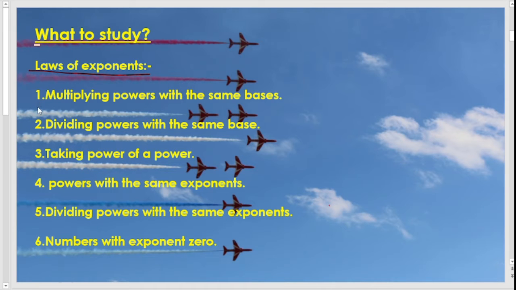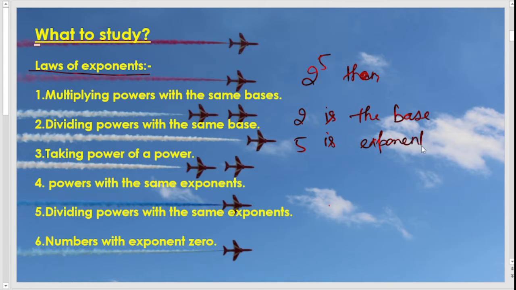There are a number of laws. Number one is multiplying powers with the same base. In the earlier video, we studied what a base is in an exponential number. Like when we write 2 to the power 5, here 2 is the base and 5 is the exponent. So in the first law, we will multiply the numbers with the same base.